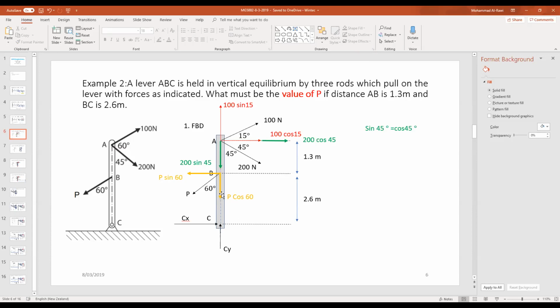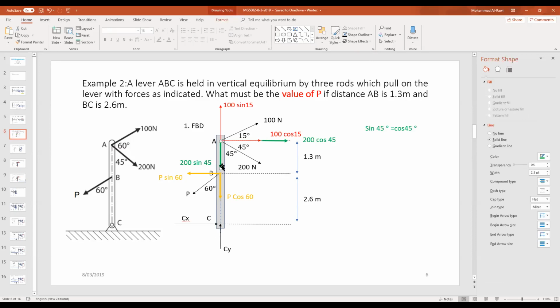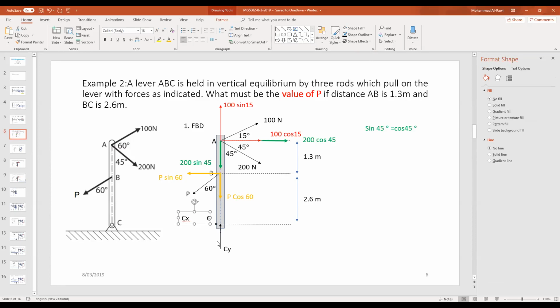So now if I take a moment around that point, you see this force cancel, this force cancel, this force cancel, this force cancel, and this one as well, because all of them pass through the point C. So it looks like taking a moment around point C is the best solution, because many forces will cancel, and hopefully we'll find the value for the force P.